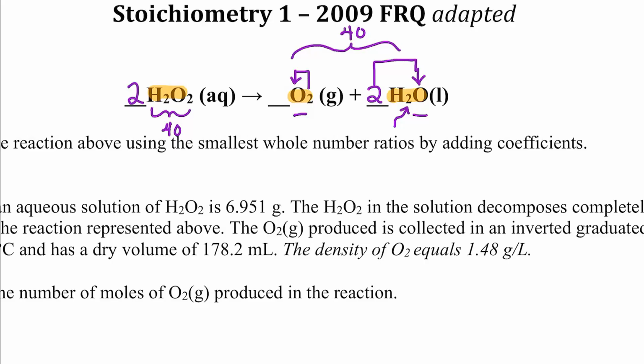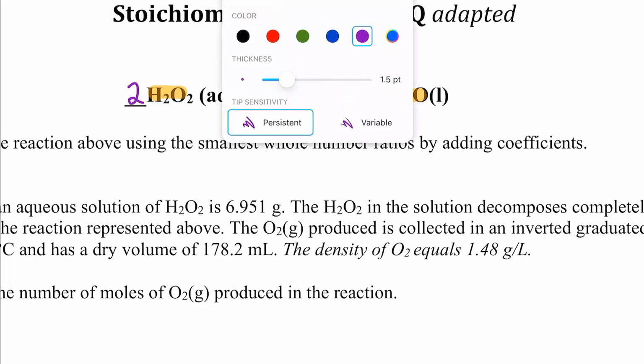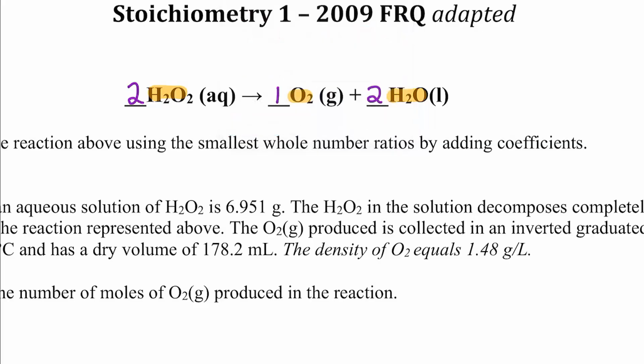So cleaning this up, we should get a ratio of 2 H2O2s, that's hydrogen peroxide, and there's going to be 1 oxygen. You don't have to put the 1 there, but it's implied. Like if I give you an apple, it's 1 apple. 1 oxygen and 2 water molecules. So it's a 2 to 1 to 2 ratio.